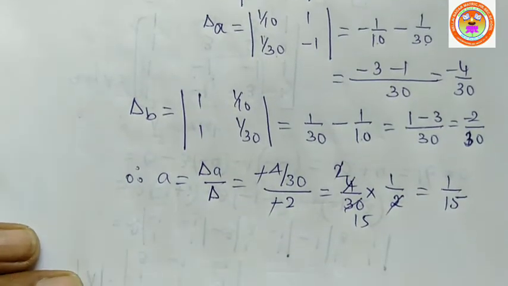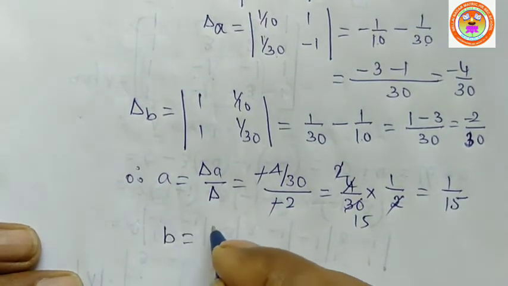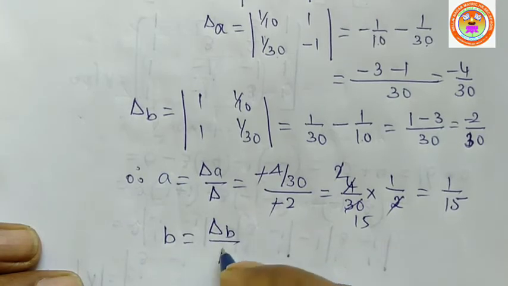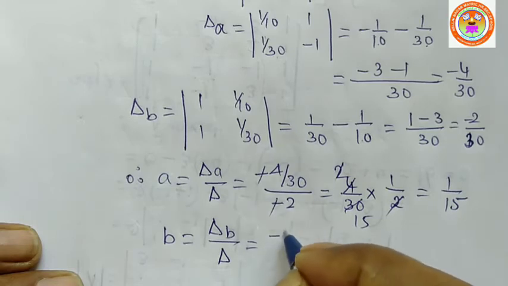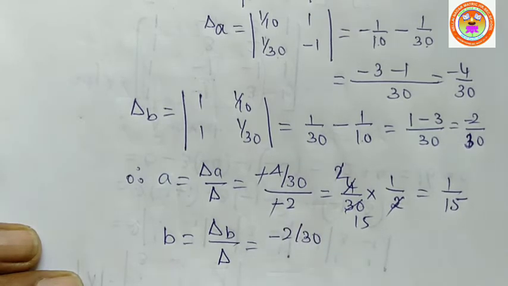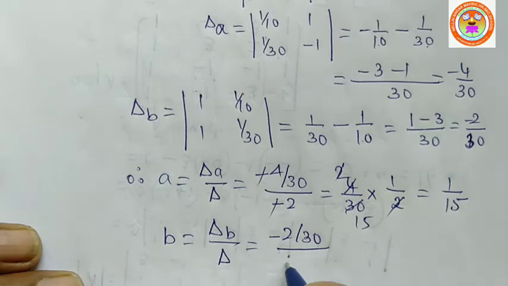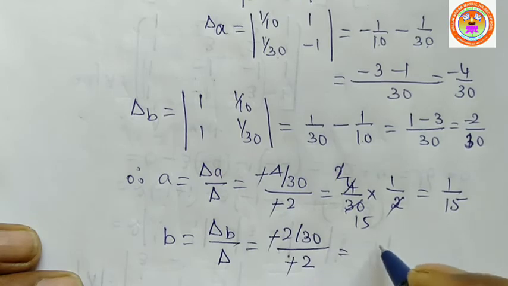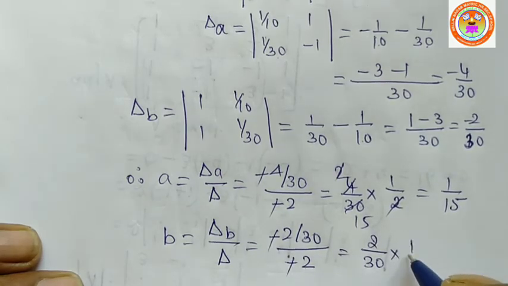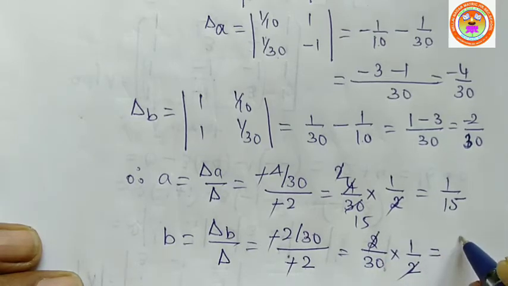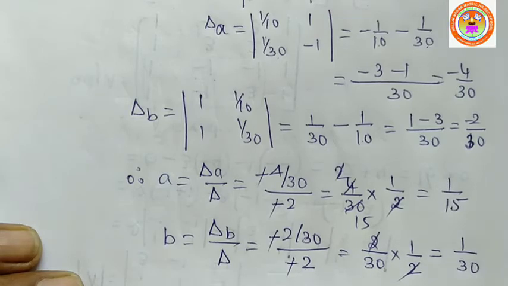Likewise, B. What is B? B means delta B by delta. What is delta B? That is minus 2 by 30 divided by delta. What is delta value? That is minus 2. Minus cancel. So 2 by 30 into reciprocal of denominator 1 by 2. 2 cancel. So the answer is 1 by 30.